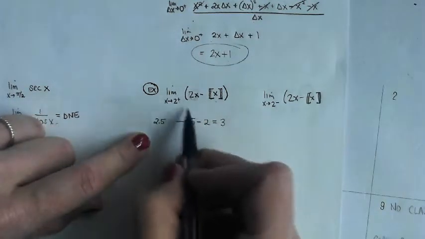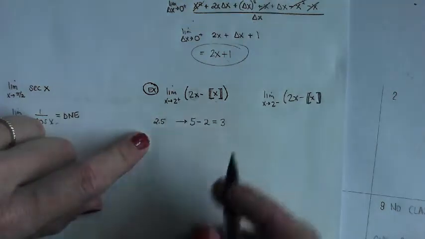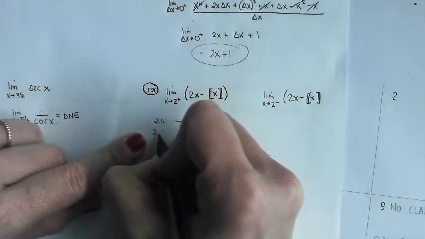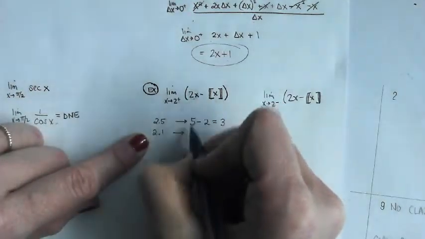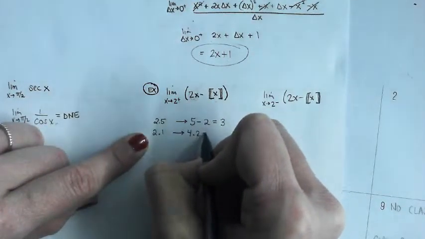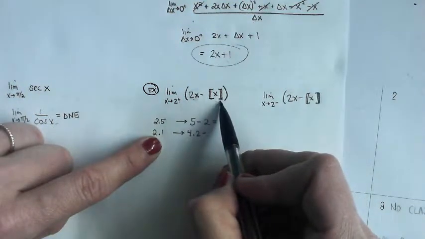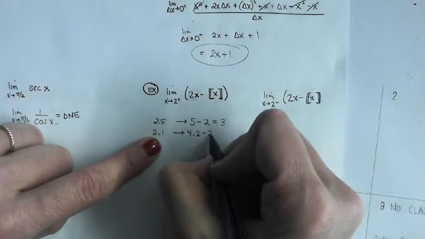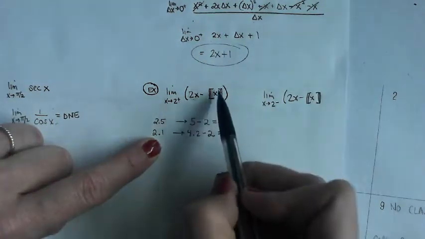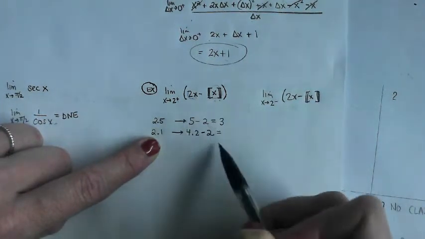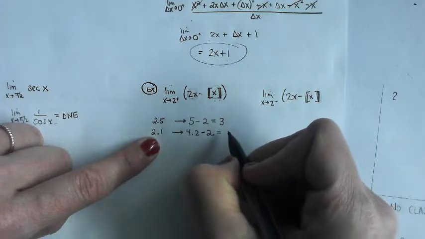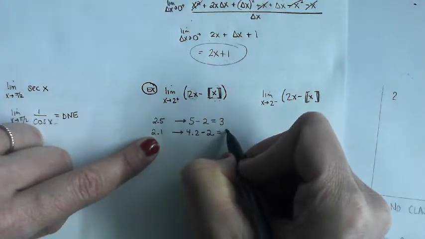If I get even closer to 2 coming from the right, like 2.1, can you do that? I'm going to get 4.2 minus 2. Right? When I plug in 2.1, the greatest integer function on 2.1 is 2. And what's 4.2 minus 2? 2.2.